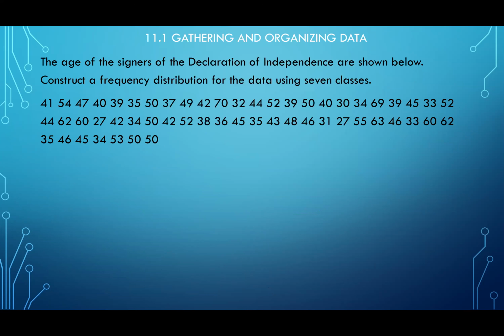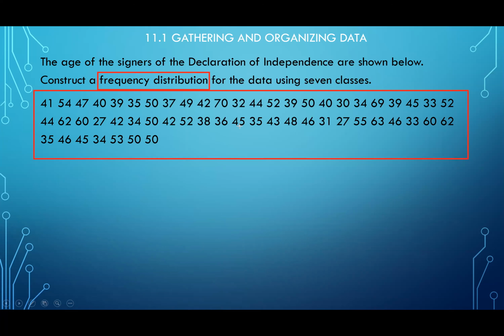So let's take a look at this item here. What happens if they give you this raw data? What is the information behind this raw data? They tell you the age of the signers who signed the Declaration of Independence. So this is the list of ages of the people who signed the Declaration of Independence, right? And now they ask you, looking at this raw data, construct the frequency distribution using 7 classes.